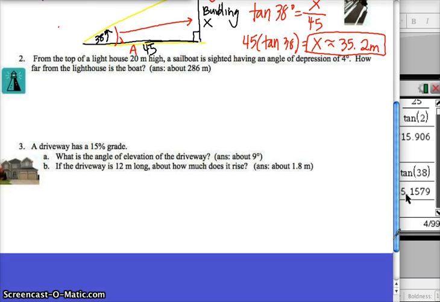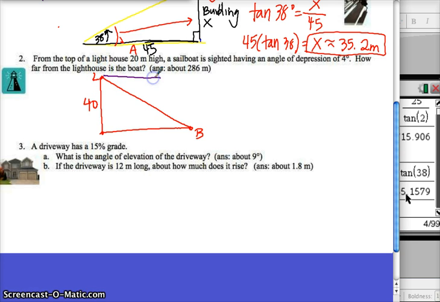From the top of a lighthouse, 20 meters high, a sailboat is sighted having an angle of depression of 4 degrees. So here's my lighthouse. This lighthouse is 40 meters high, right? This is the top of the lighthouse, this is the bottom of the lighthouse. Here's a boat out here in the water. It says a sailboat is sighted having an angle of depression of 4 degrees.